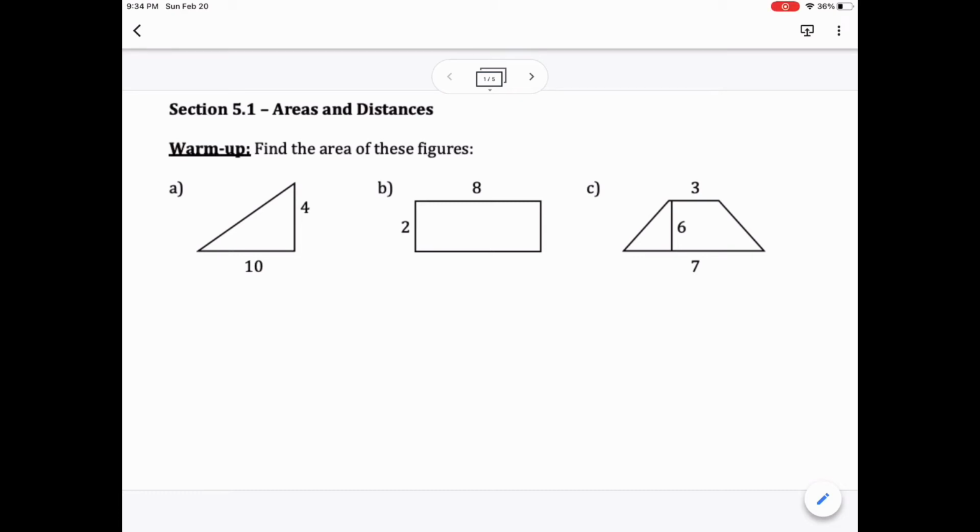Today's lesson is over section 5.1, Areas and Distances. First, we'll start with a warm-up problem. For these following figures, please find the area. Take a moment to pause the video, find them, and then restart when you're ready to see the answers.